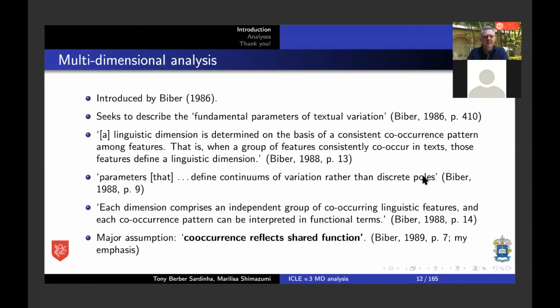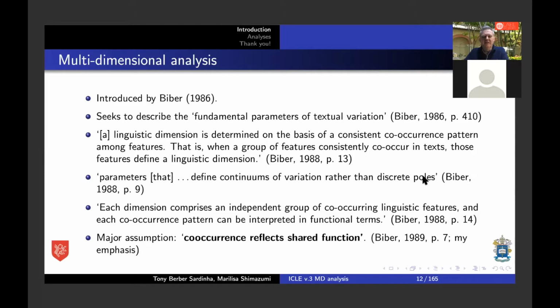Okay, multidimensional analysis was introduced by Doug Biber in the mid-80s. It seeks to describe the fundamental parameters of textual variation. A linguistic dimension is determined on the basis of consistent co-occurrence patterns. All right, so it's a set of features that co-occur across texts. So these are the parameters that define continuums of variation rather than poles. So we have a whole line of variation to look at. So each dimension comprises an independent group of co-occurring linguistic features that are interpreted in functional terms.